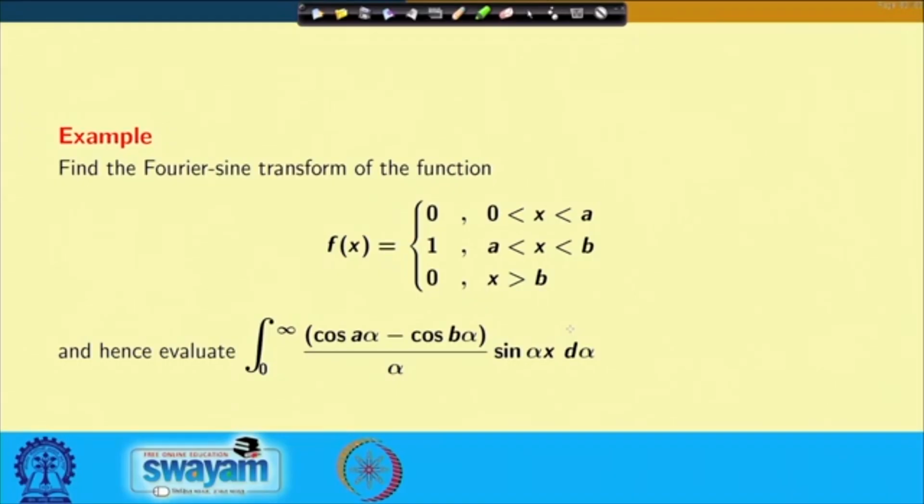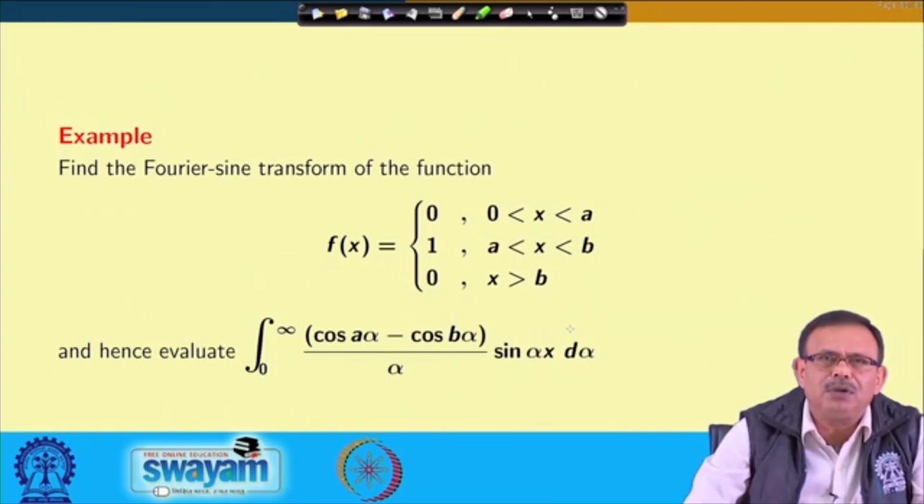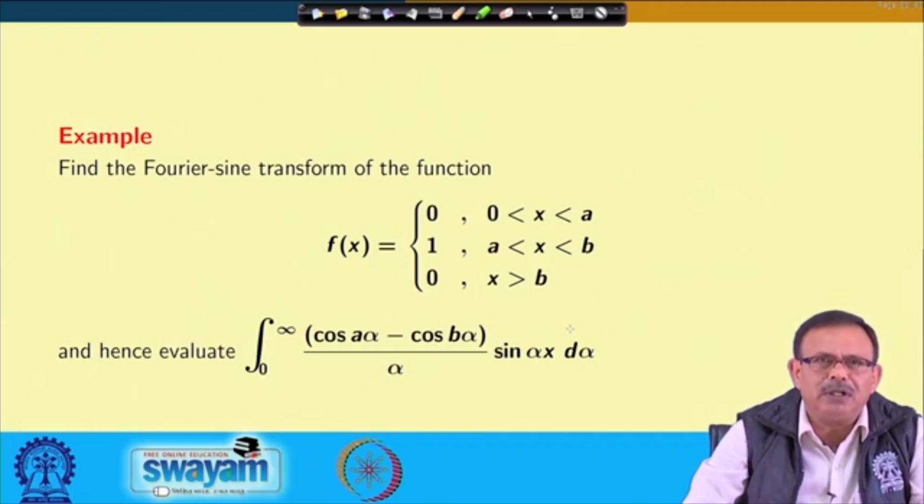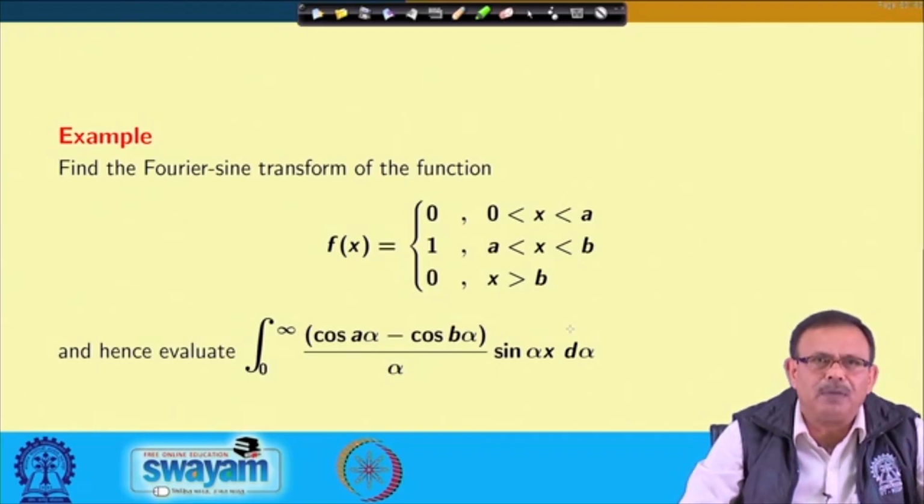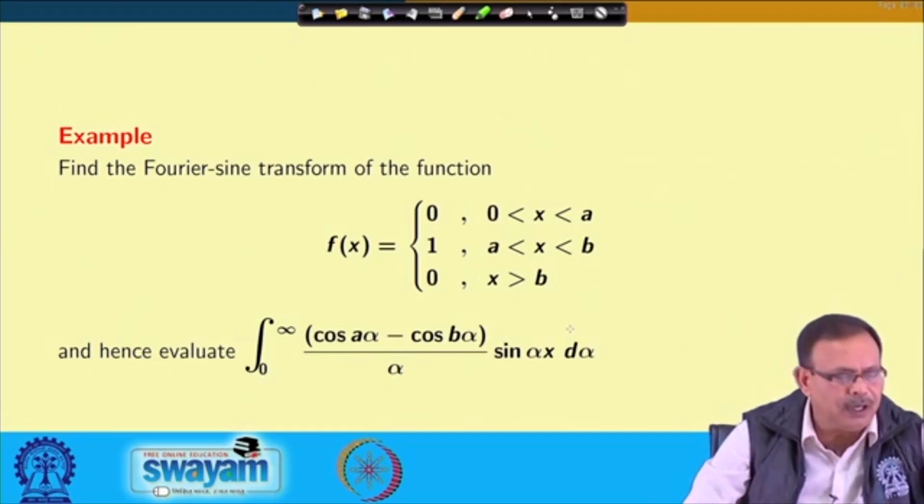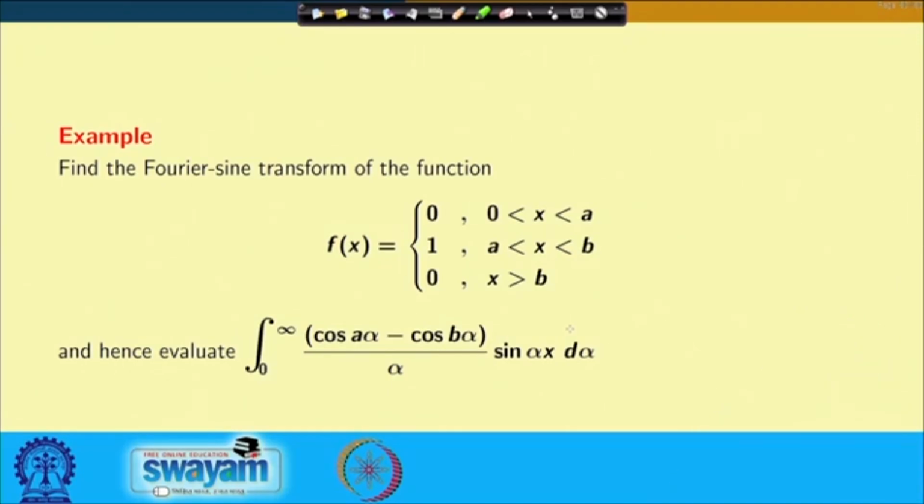So, in the last lecture you have observed how to find out the Fourier cosine and Fourier sine transform of a function when the function is defined in 0 to infinity, and also how to evaluate the value of some integrations. Let us see quickly one particular example again on Fourier sine transform. Here the function f x is 0 when x lies between 0 to a, 1 when it is a to b, and it is 0 for x greater than b, and then we want to evaluate the integral 0 to infinity cos of a alpha minus cos of b alpha by alpha into sine of alpha x d alpha.